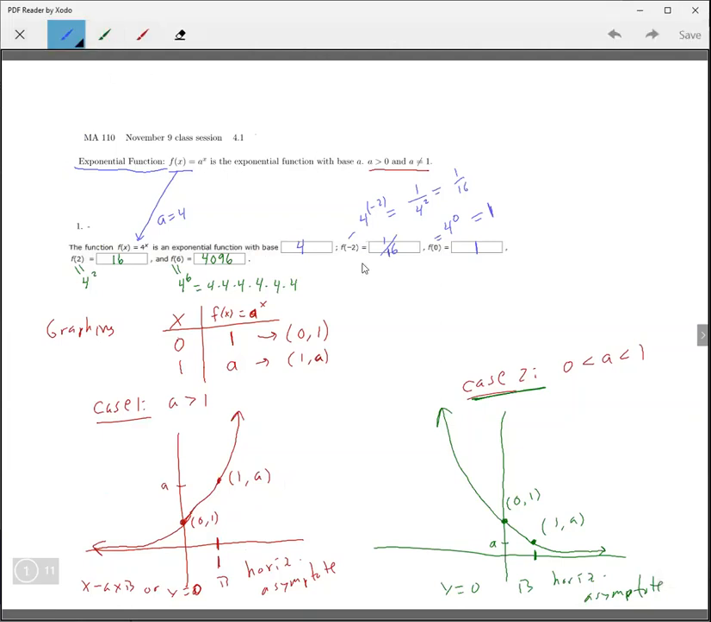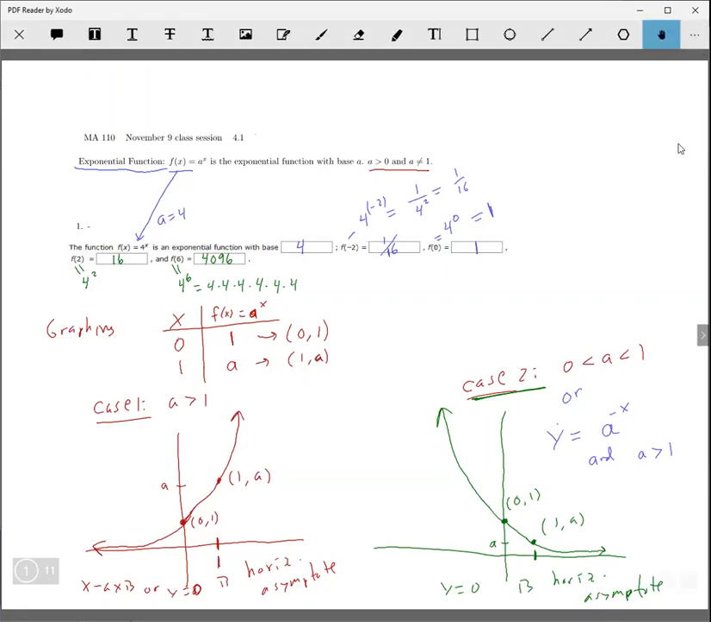One thing to note right here: this is also what happens when you're graphing a to the negative x, and a is greater than 1. If a is greater than 1, but it's a to the negative x, then it's going to look like this. That's really similar to that.